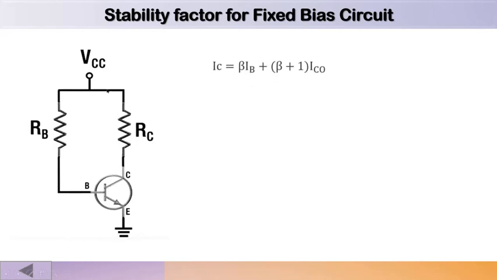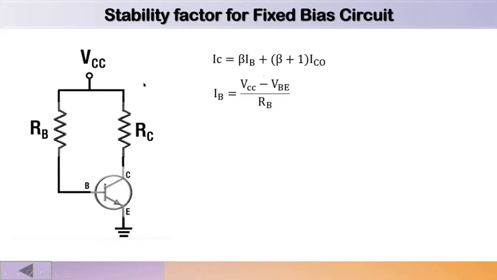So for finding the stability factor of a fixed bias circuit, we all know IC can be expressed like beta IB plus beta plus 1 ICO, where ICO is the reverse saturation current. Normally we write IC equal to beta IB, and we are not writing the term beta plus 1 into ICO because we neglect it, as ICO is a very small current. So IC can be expressed like beta IB plus beta plus 1 into ICO.